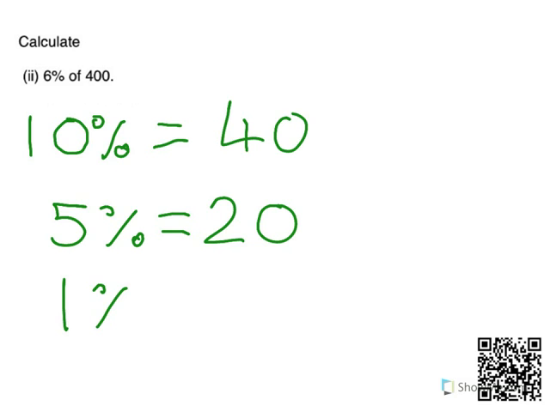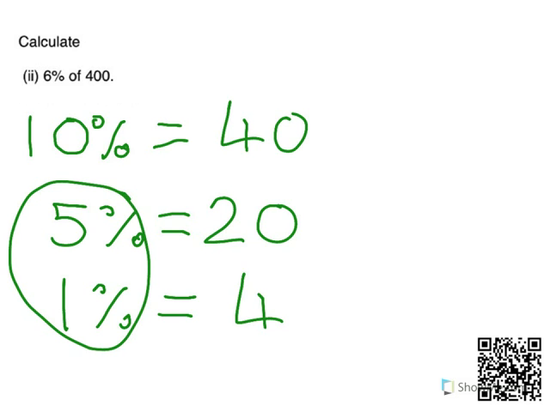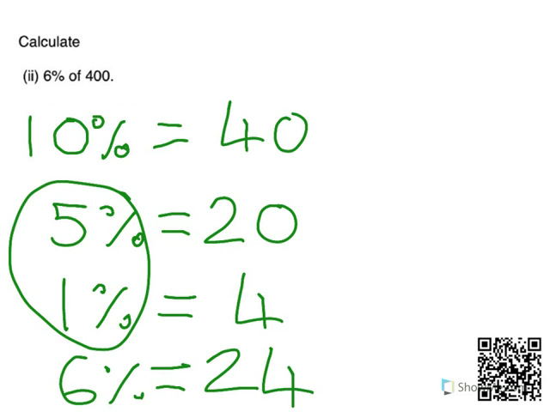1% would be 10% divided by 10 again, which would be 4. So how can we find 6%? We'll add these two together to get 6%, which means we've got 24.